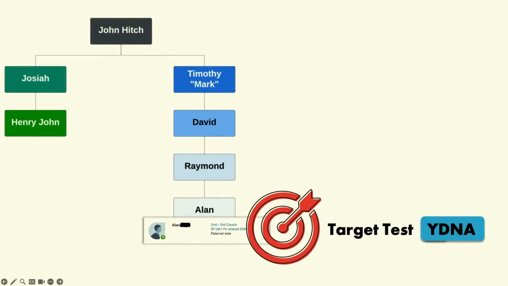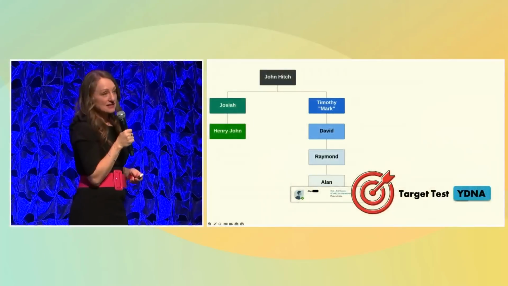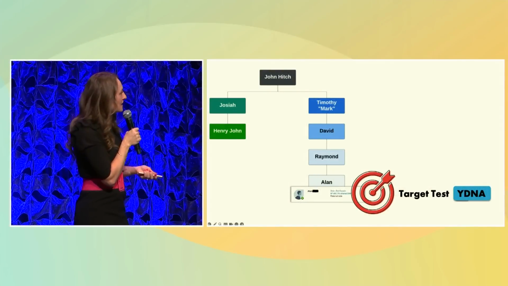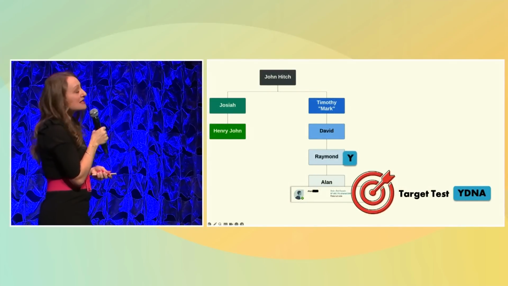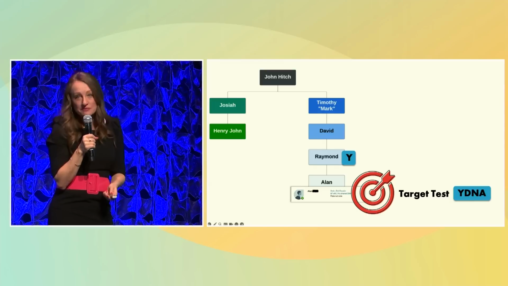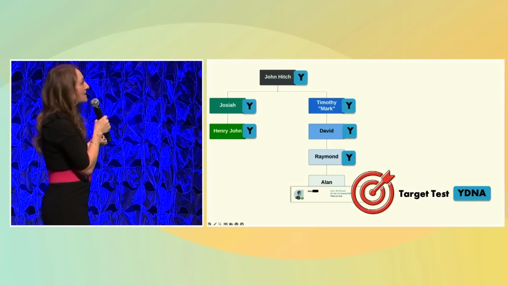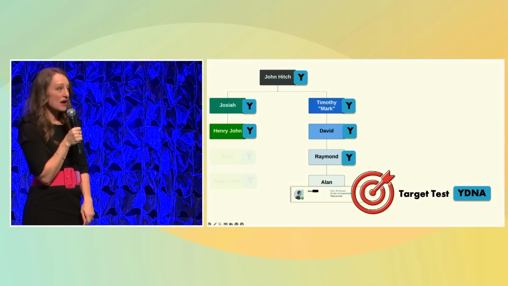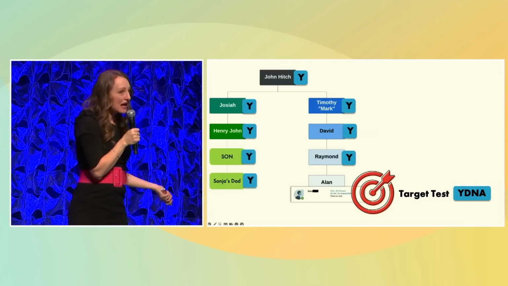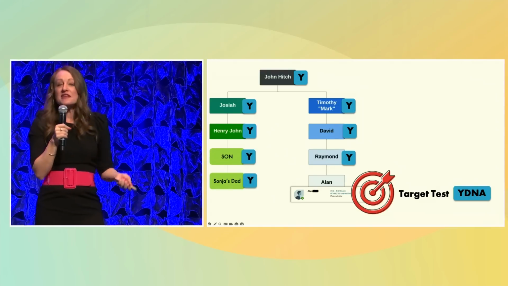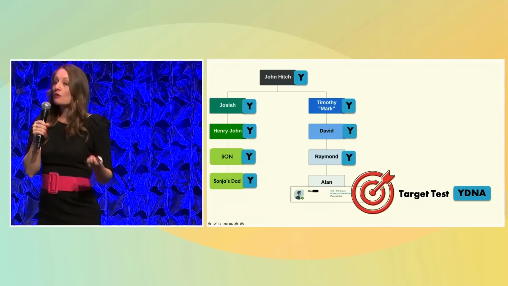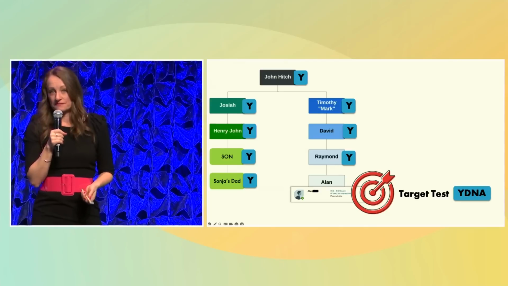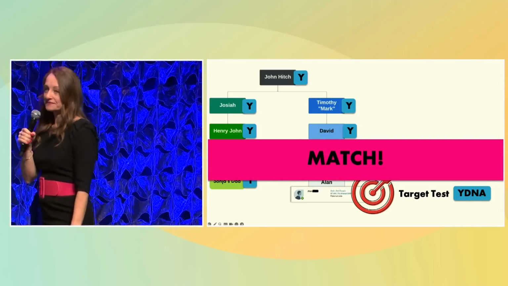So she starts with Y-DNA testing. Remember, Y-DNA traces a direct male line. So she asks Alan to do a Y-DNA test. She target tests him, we call it. That's because Alan has the same Y-DNA as his father, Raymond, and essentially the same Y-DNA as all of these men. So she asks Alan to take a Y-DNA test, and she has her dad take a Y-DNA test. If this is their family tree, their Y-DNA should match. It does.